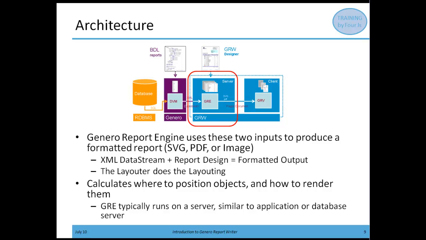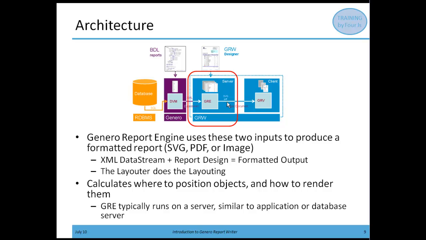it's the Genero Report Engine that is going to use these two inputs to produce your formatted report. Your formatted report may be SVG, which means it displays in our report viewer. It's XML that displays in the report viewer. It could be PDF, it could be an image, it could be sent to the printer. There's a variety of outputs, but the Genero Report Engine's main function is to take the design that you've created and apply it to a data stream that's being sent across by the application.